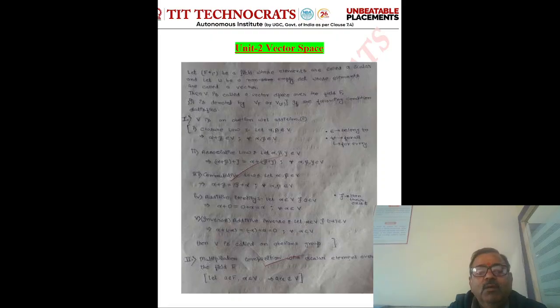Number one, V is an abelian group. For an abelian group, it will satisfy the following five conditions. First, the closure law. Let alpha and beta belong to V. Then alpha plus beta belongs to V for every alpha, beta belonging to V. Then it is called the closure law.